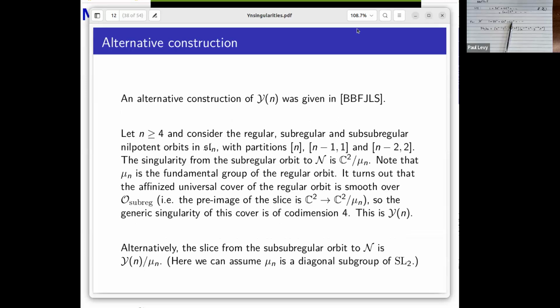Okay, and then there's another construction which is interesting if you're interested in nilpotent cones, which is where you take, for n greater than or equal to 4, the 3 orbits at the very top of the partial order on nilpotent orbits in SL_n. So we have the regular, the subregular, and then an orbit I'll call the sub-subregular.